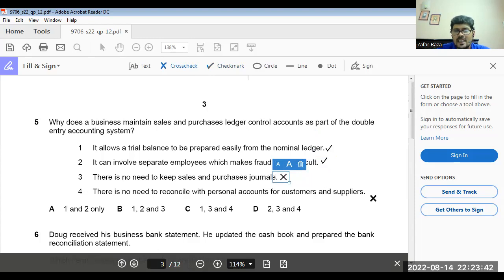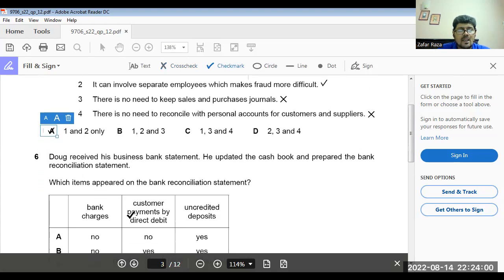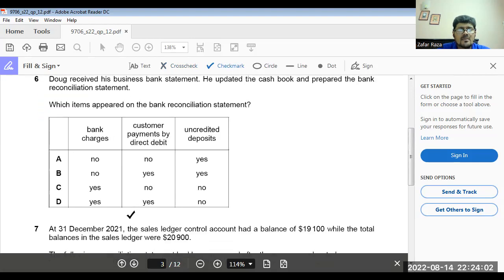There is no need to reconcile? No. We need to reconcile control accounts with the personal accounts of suppliers and customers. So it means the correct options are 1 and 2, and the answer is option A. Got it?